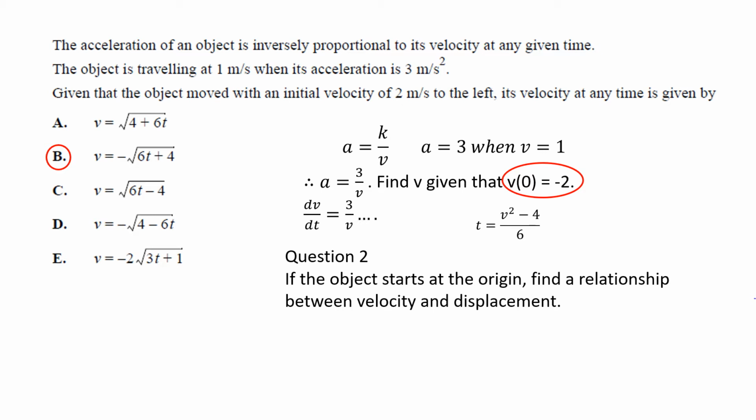Okay, have a look at question 2. It's the same relationship between acceleration and velocity. However, this time we're told information about where it's starting at the origin, and we need to find a relationship this time between velocity and displacement, between v and x. What form of acceleration do we use in this instance? I'll pause it and let you have a go.